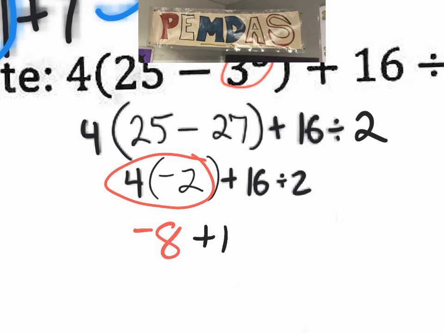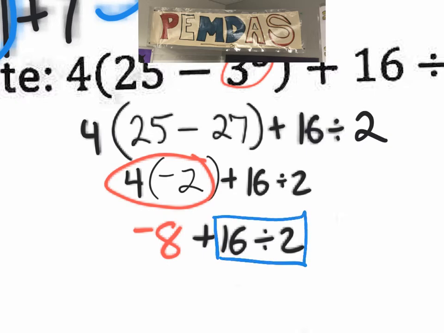Let me rewrite everything. I still have the plus 16 divided by 2. So what do I do next? Do I actually add negative 8 plus 16 and get 8, and then 8 divided by 2 is 4? Is that my final answer? No. So what do I do next instead? Divide. So we're going to divide 16 divided by 2, right? 16 divided by 2, that is 8. So I really have a negative 8 and the plus sign 8. What is negative 8 plus 8?